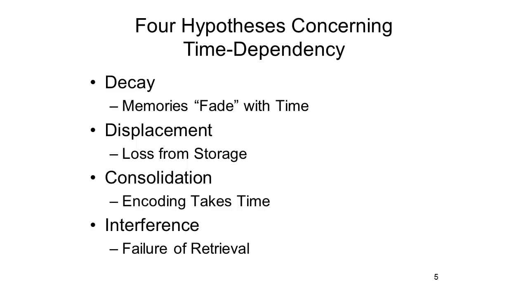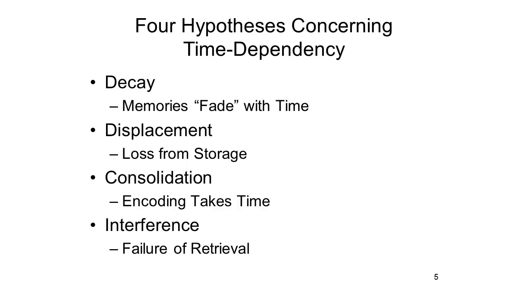But the consolidation theory assumes that the encoding of a new memory doesn't happen instantaneously at the moment of perception, but rather takes time, not just seconds, but maybe minutes, hours, days, or even weeks. Consolidation itself is time-dependent under this theory, and anything that disrupts consolidation, anything that interrupts this time-dependent process, is going to produce forgetting.